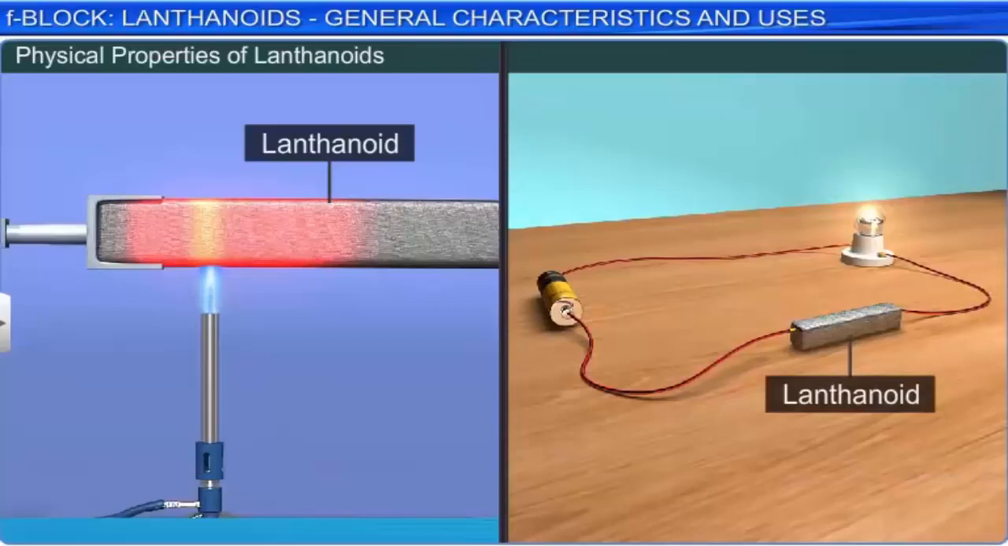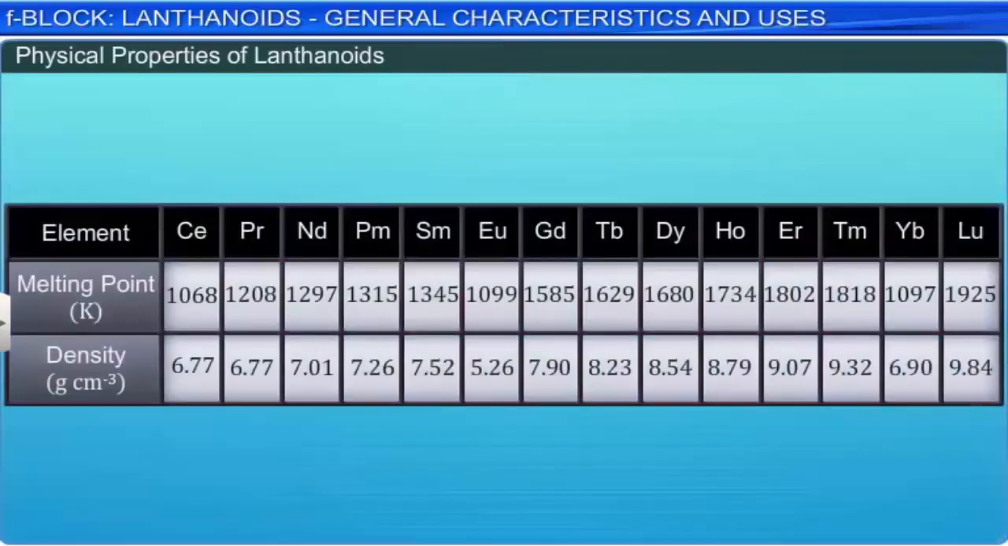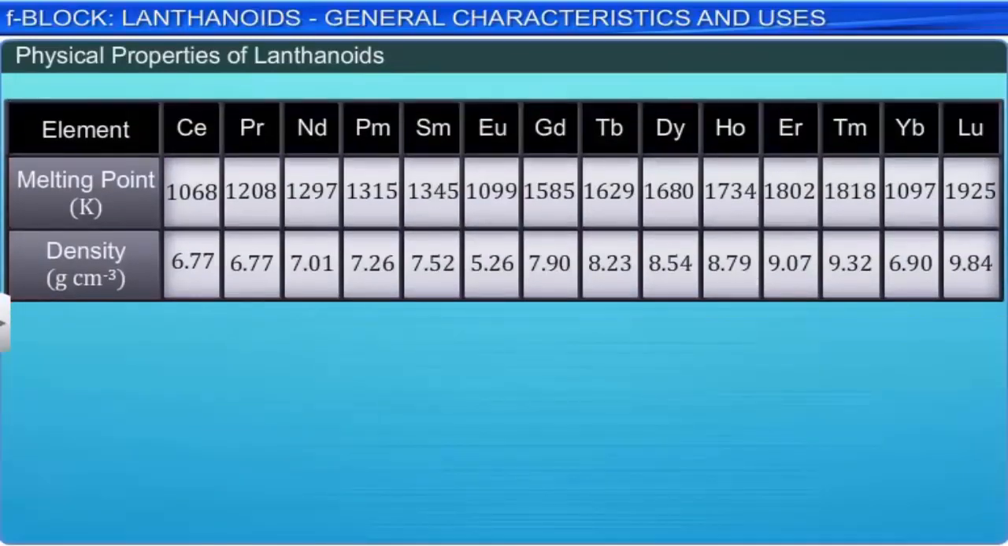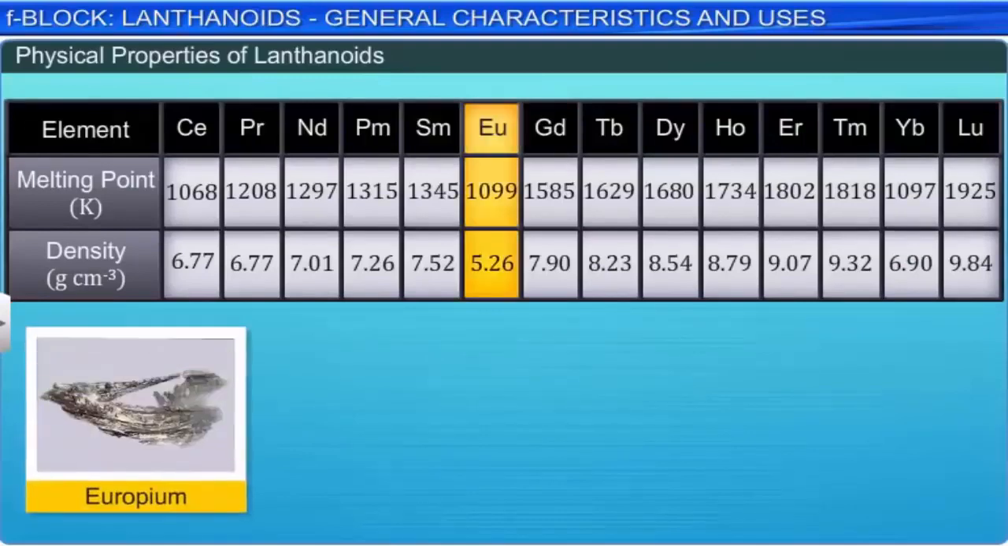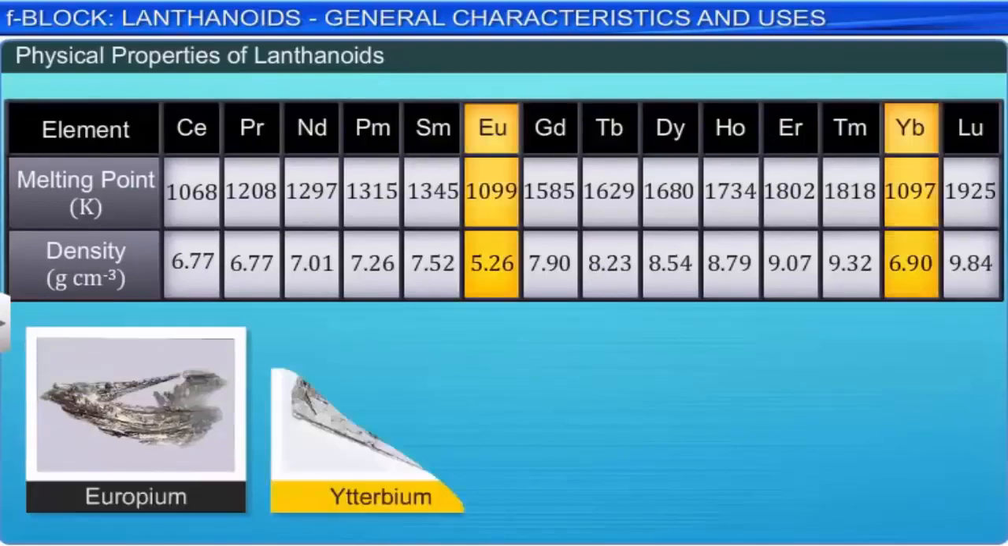Their physical constants, like melting point and density, change gradually, except in the case of europium, terbium, samarium, and thulium.